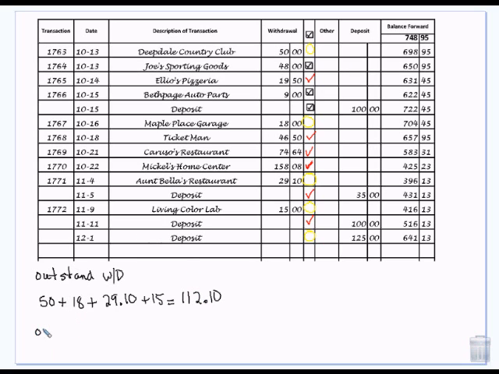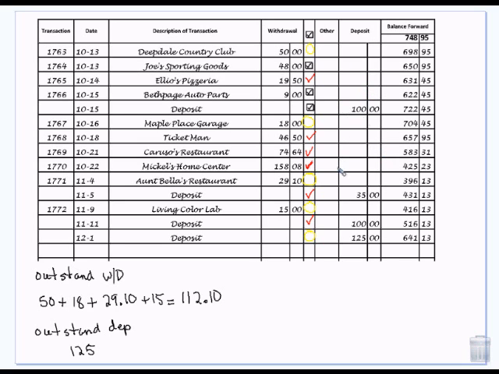And then I take my outstanding deposits. Okay, well, I only have one outstanding deposit. That's this one for 125. Okay, so these are the things that I have in my register that have not shown up in the bank statement yet.